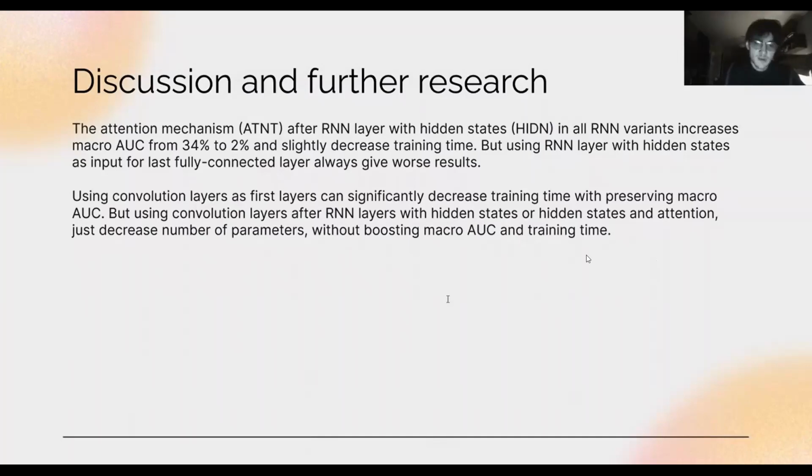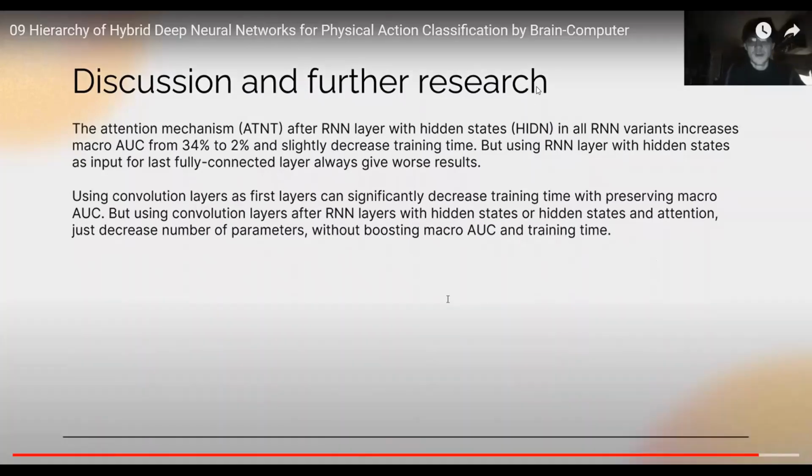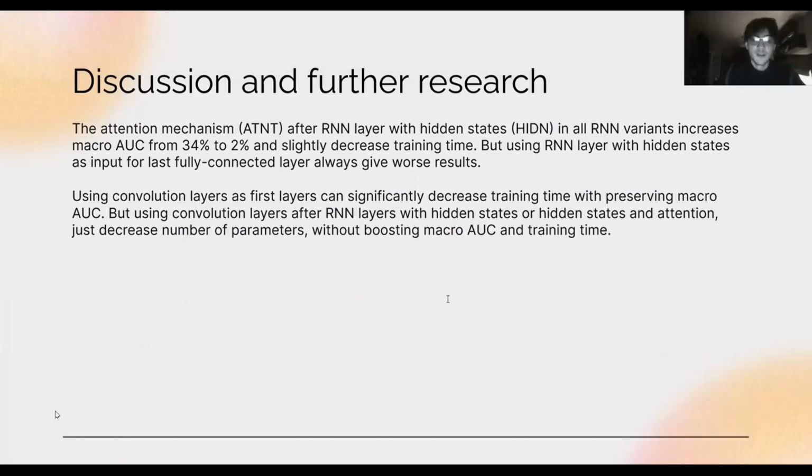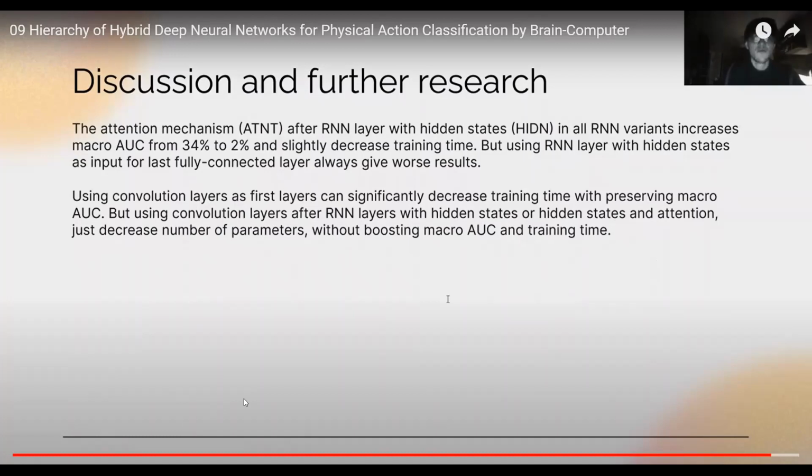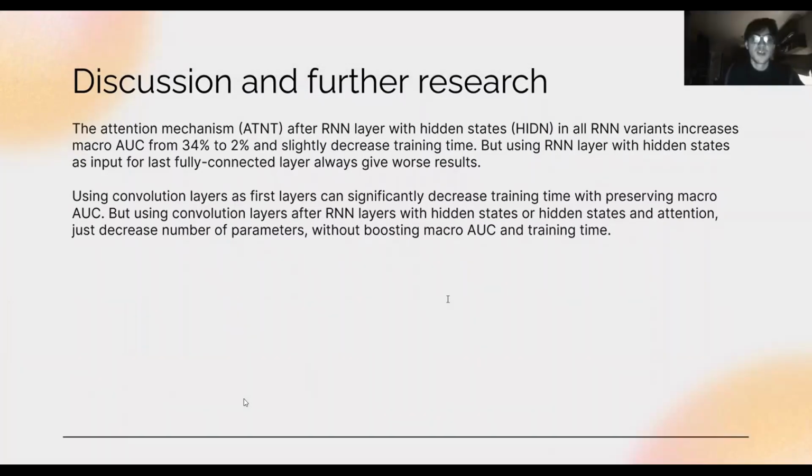Using convolution layers as first layers can significantly decrease training time while preserving macro AUC, but using convolutional layers after RNN layers with the hidden states and attention just decreases the number of parameters without boosting macro AUCs and training time.